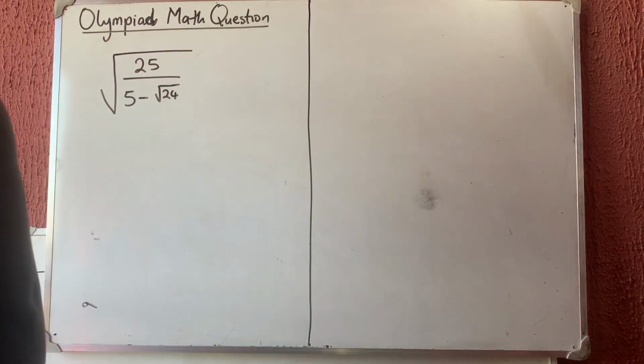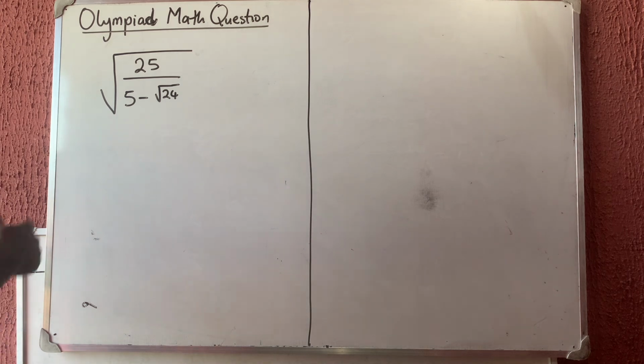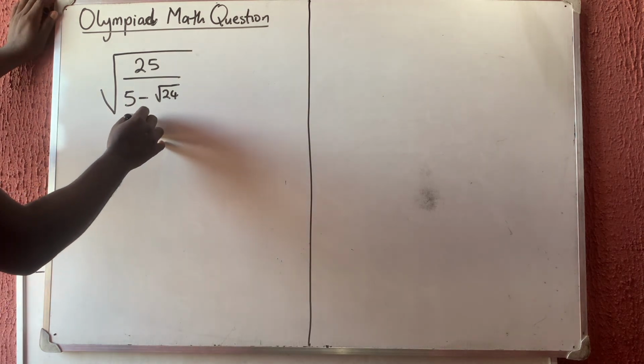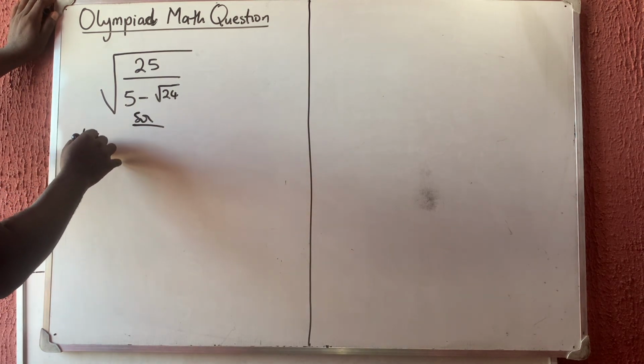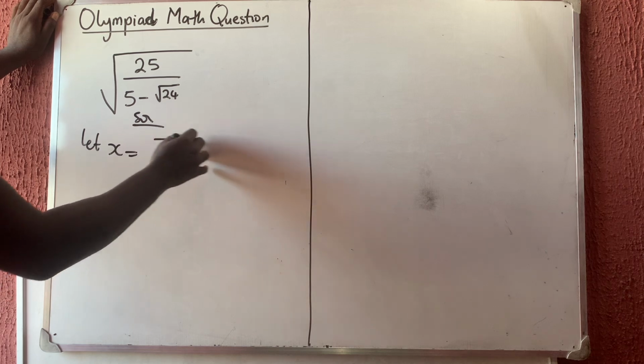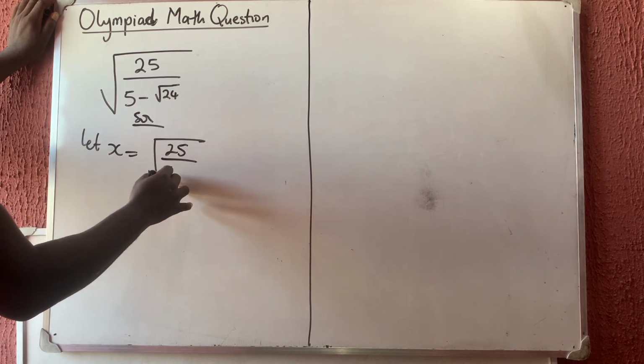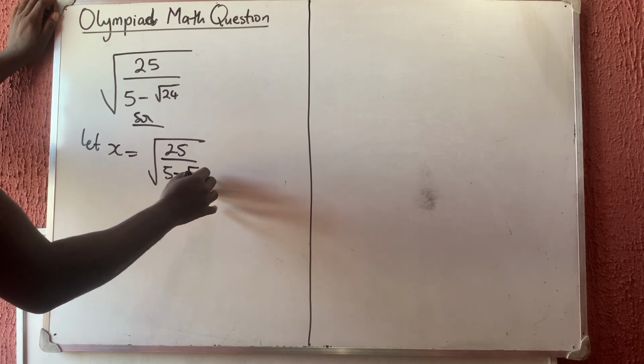Okay, let us quickly solve this Olympiad math problem. We are asked to simplify this. Okay, we can say solution. We can say let x be equal to the square root of 25 over 5 minus root 24.